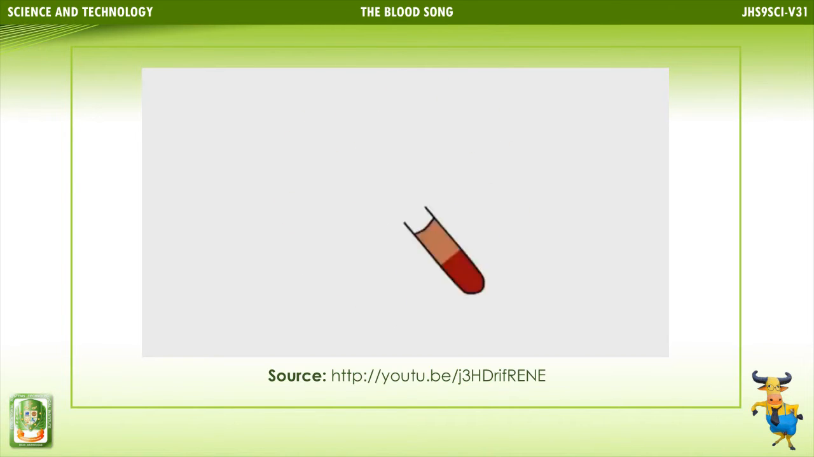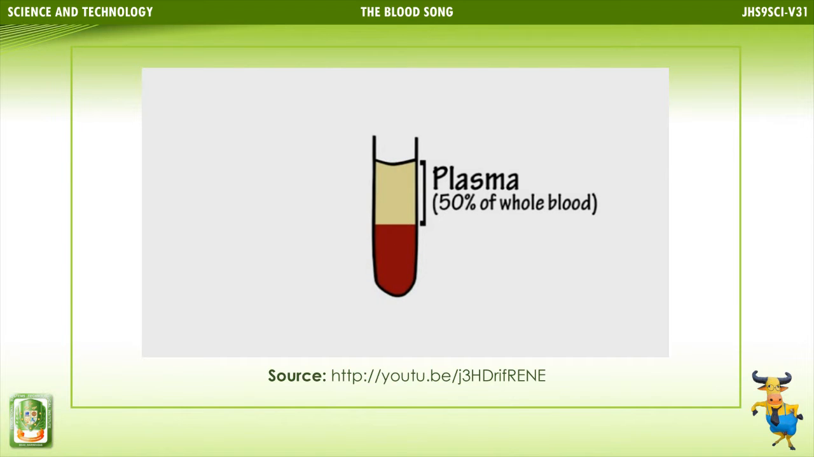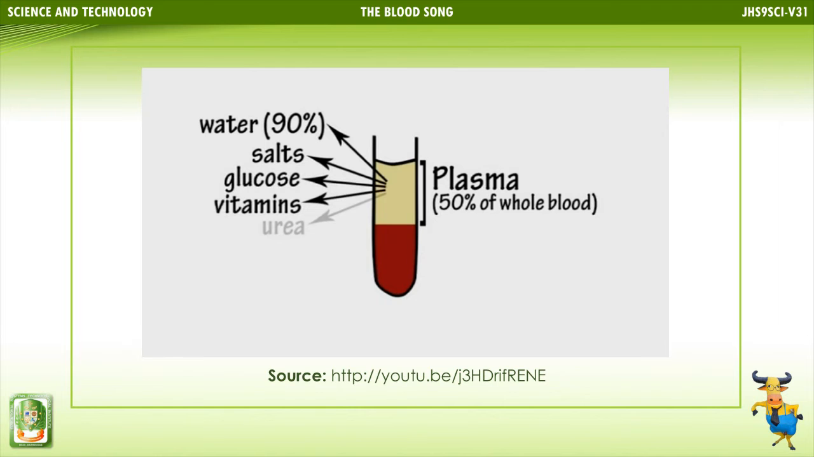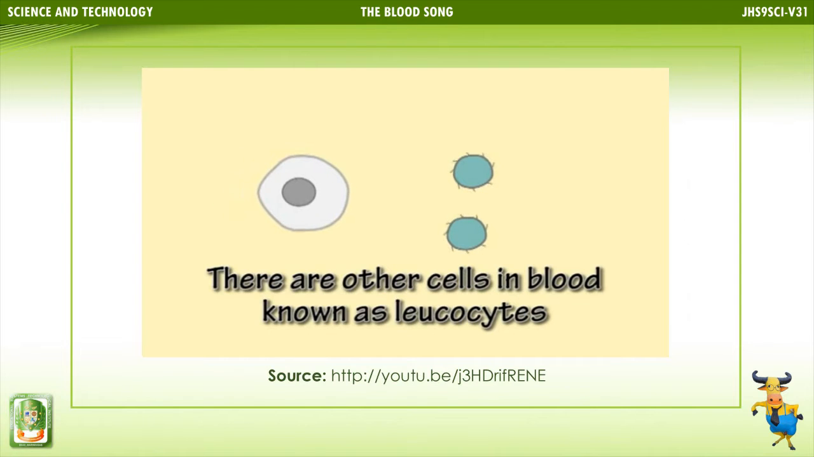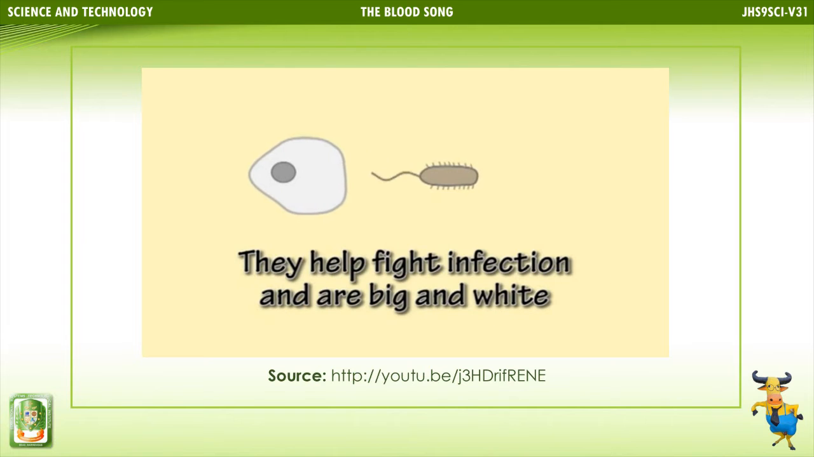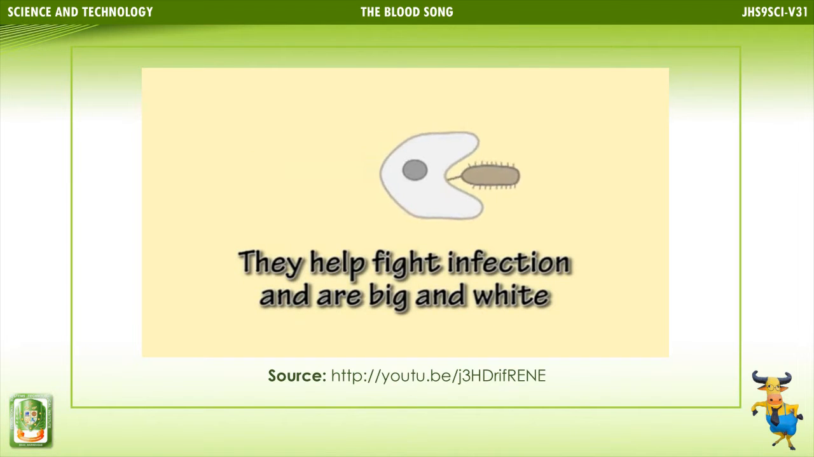Most of blood is plasma, and if you want to know what that is, it's just stuff dissolved in H2O. There are other cells in blood known as leukocytes. They help fight infection and are big and white.